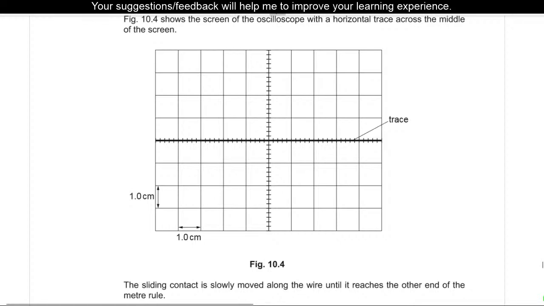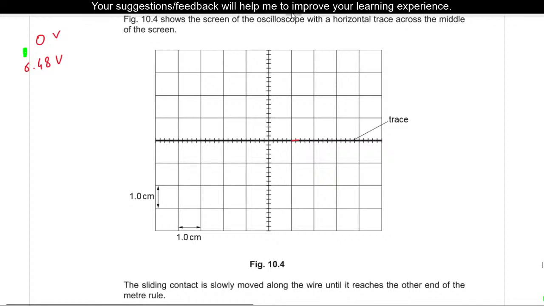We have found 0.48 volt. This is the potential difference across the wire when the sliding contact is at the other end. When it covers the whole wire, the voltage will be 0.48 volt. Initially it will be 0 volt, which is shown here. So voltage on the y axis goes up to 0.48 volt, so the trace moves upwards.